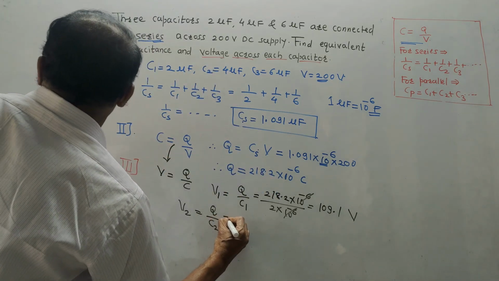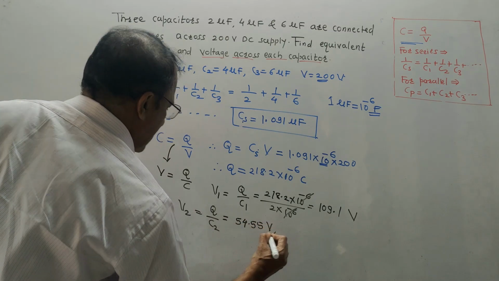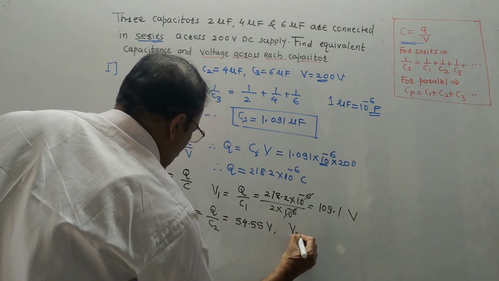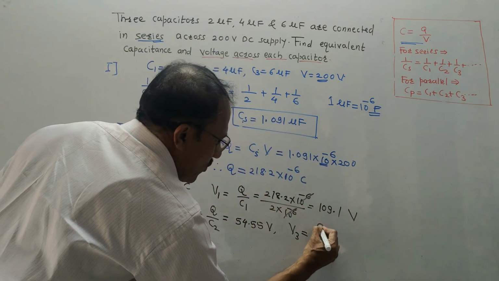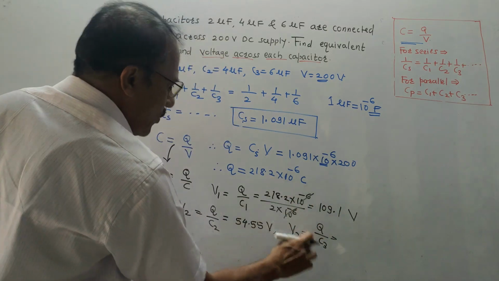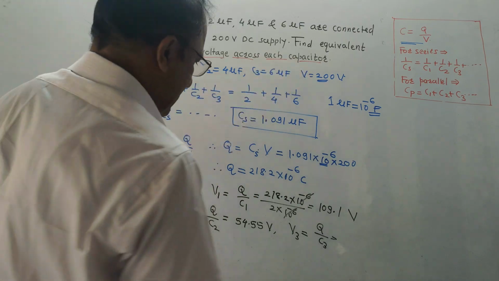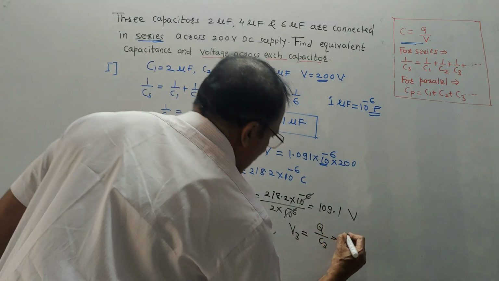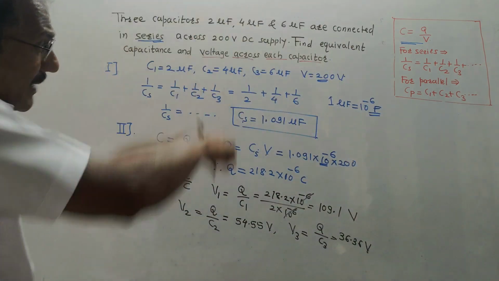So answer of V2 will be 54.55 volts. Likewise, we can calculate V3, that is voltage across capacitor C3. It is Q upon C3. Again the same logic, put the value of Q and put the value of C3. 6 microfarad, that is 6 into 10 raised to minus 6. So answer of V3 will be 36.36 volt.